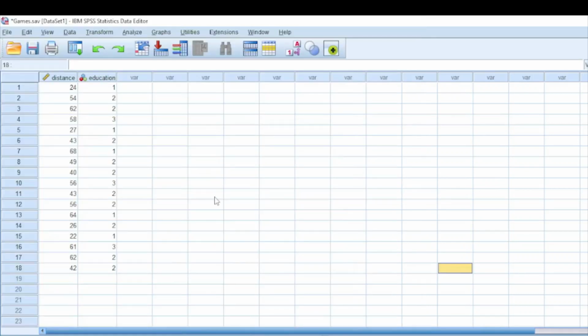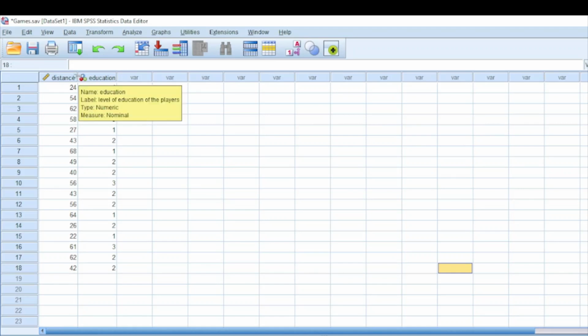How to perform one-way ANOVA in SPSS. What you need to know is that in ANOVA, we compare the mean of more than 2 samples, or multiple samples. But in this video, we restrict ourselves to comparing the mean of only 3 samples. I'm comparing the level of education and the distance which an individual can throw a javelin, to see if there is a significant difference.